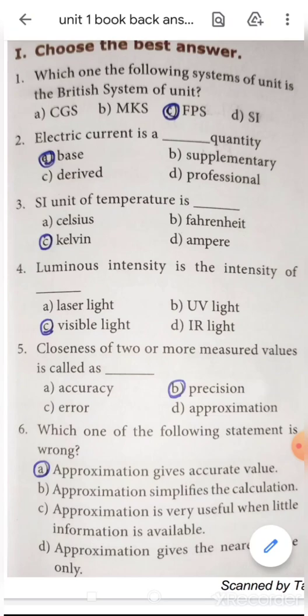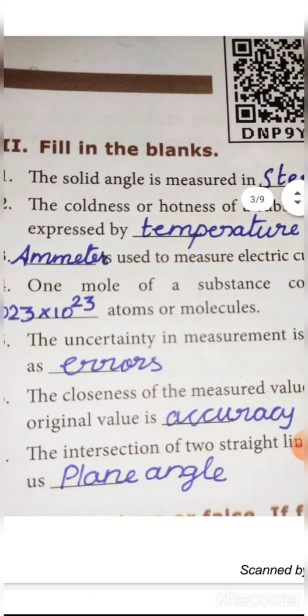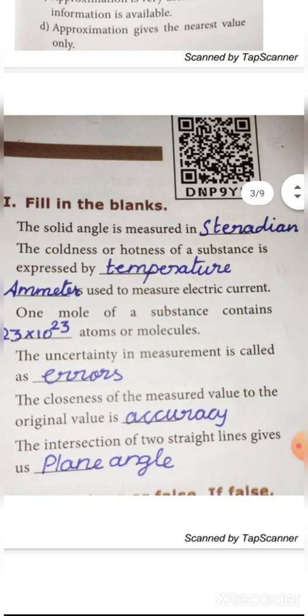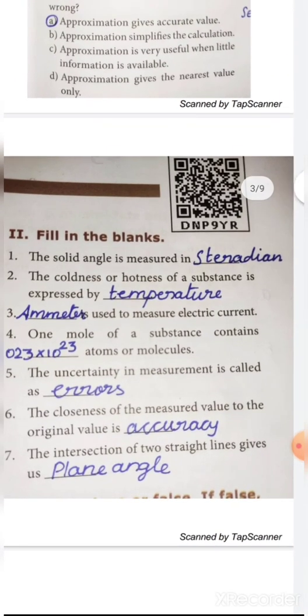The question is which one of the following statements is wrong? So the answer is A. Okay, next, fill in the blanks. First one, the solid angle is measured in steradian. The plane angle is radian, the solid angle is steradian. Second one, the coldness or hotness of a substance is expressed by temperature. So the answer is temperature.